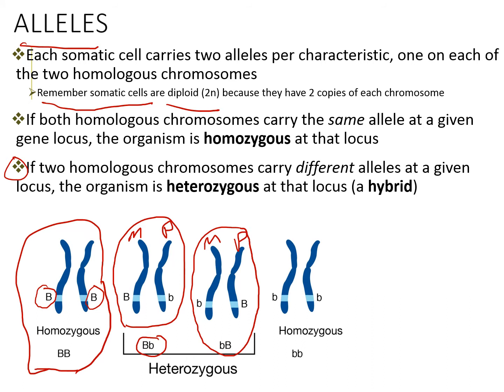So there's two different ways that could result in an individual being heterozygous. The mom could give the big B and the dad could give the little b, or the opposite. The mom could give the little b and the dad could give the big B. Lastly, we could also be homozygous for the other allele, and that's shown here, little b, little b. Also, heterozygotes are sometimes called hybrids.